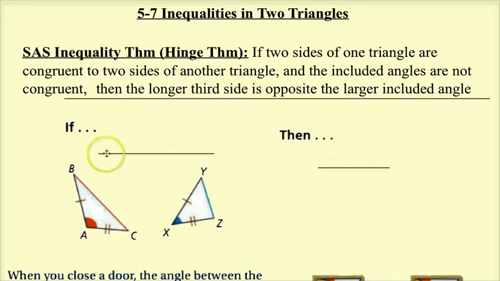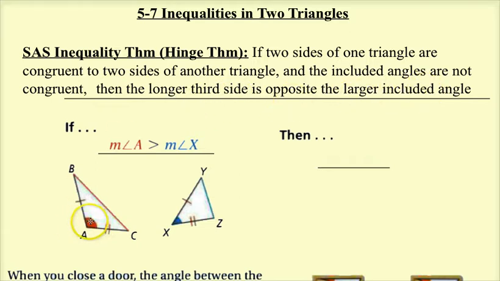Okay, so if I have two sides of one triangle congruent to two sides of another triangle, so AB is congruent to XY, AC is congruent to XZ. So two sides of one triangle are congruent to two sides of another triangle, and the included angles are not congruent. So angle A and angle X are not congruent. In fact, the measure of angle A is greater than the measure of angle X.